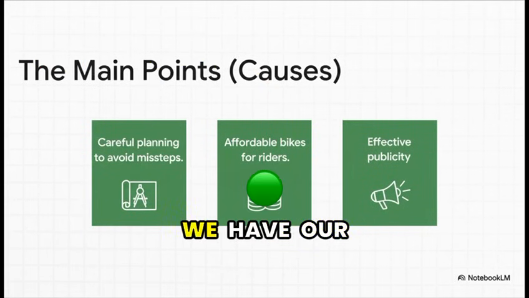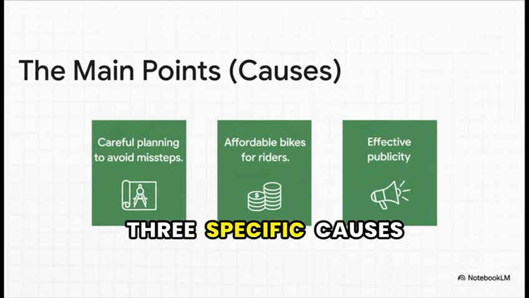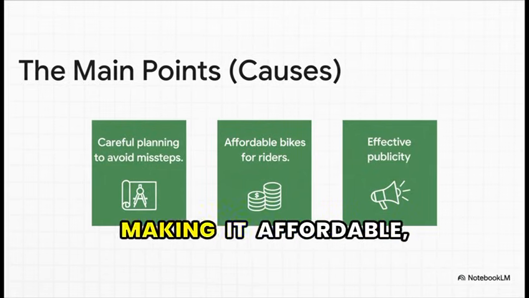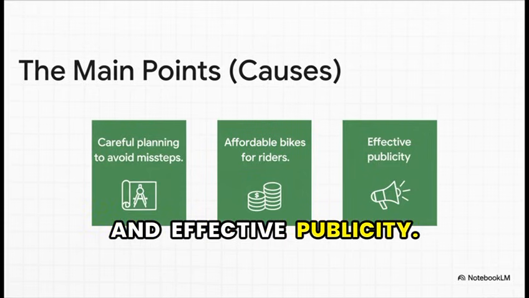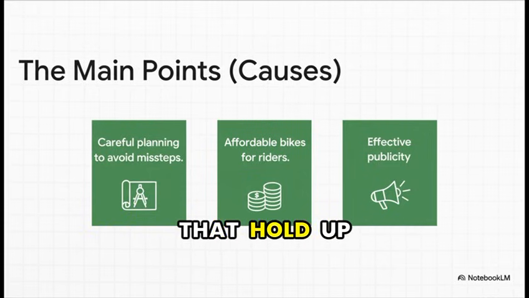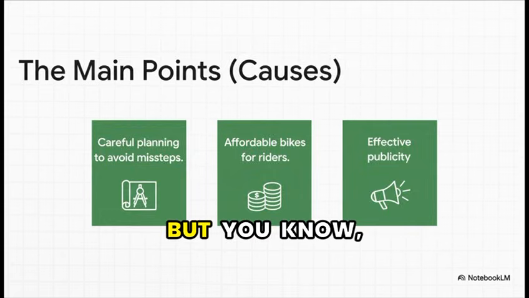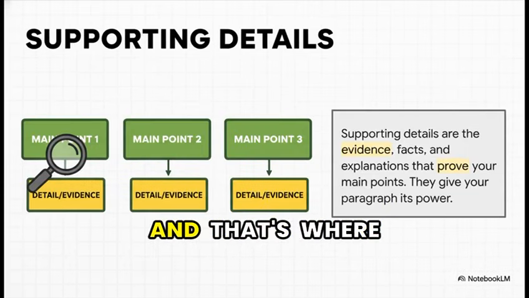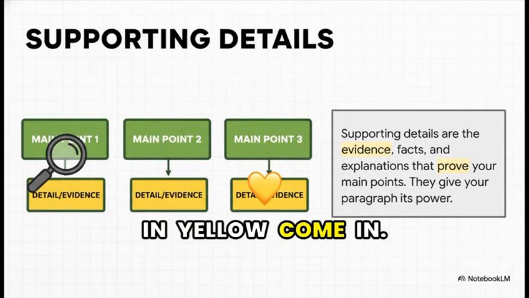Next, in green, we have our main points. These are the 3 specific causes that the topic sentence promised us. Careful planning, making it affordable, and effective publicity. These 3 things are the pillars that hold up the whole argument. But you know, just stating your points isn't enough. You've got to have proof. And that's where these supporting details in yellow come in.